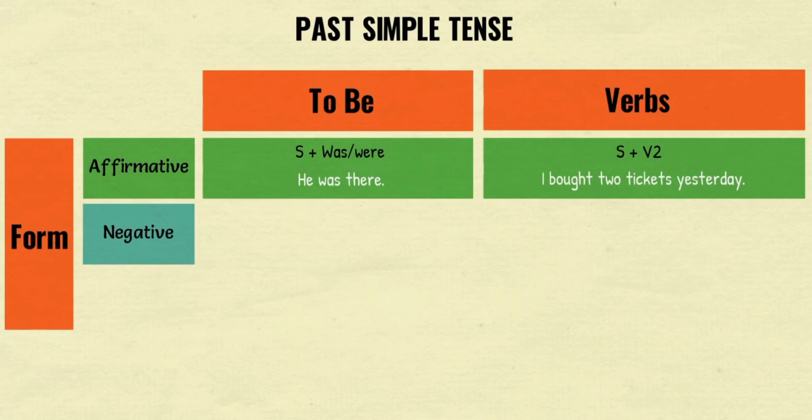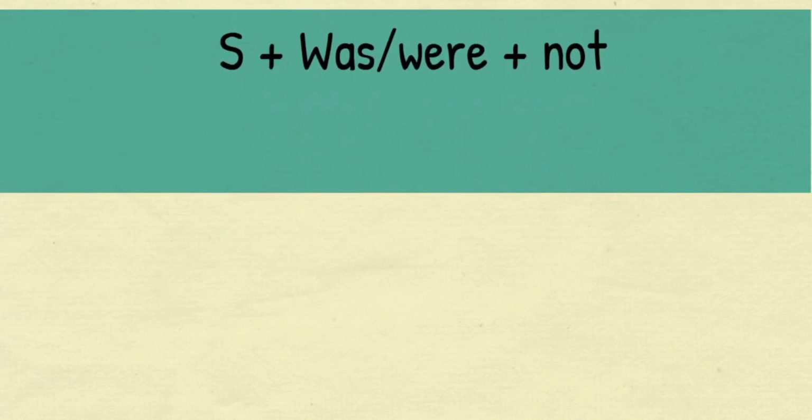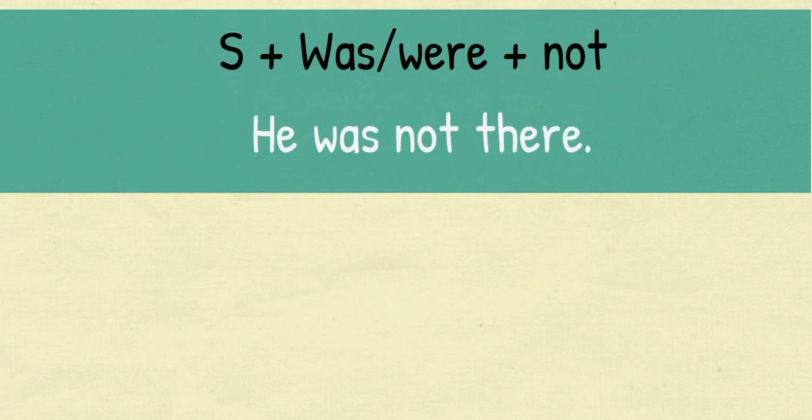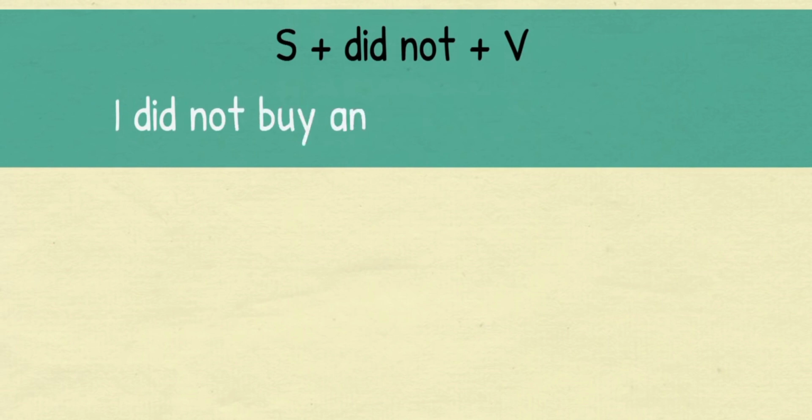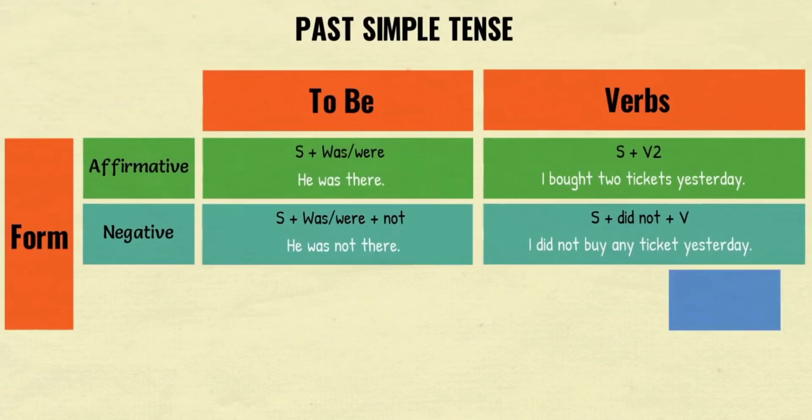Negative. Subject plus was or were plus not. He was not there. Subject plus did not plus V. I did not buy any ticket yesterday.